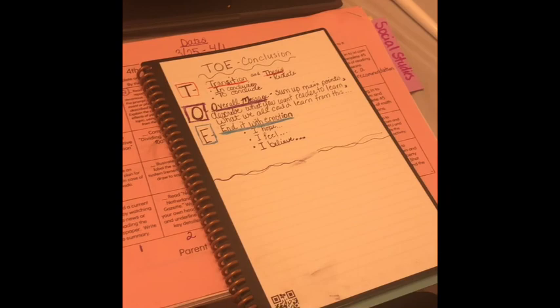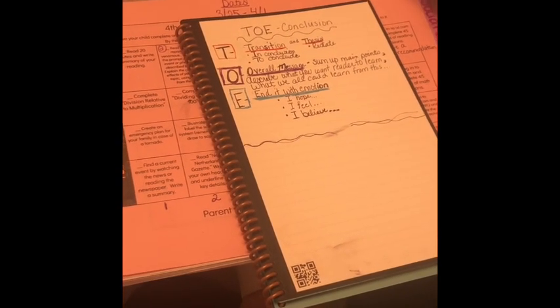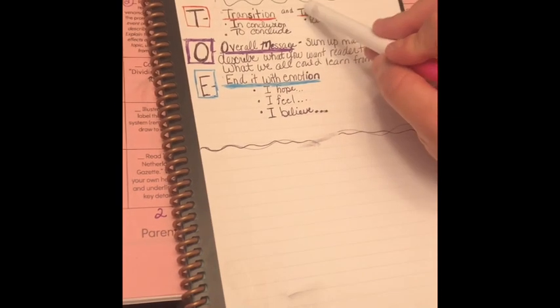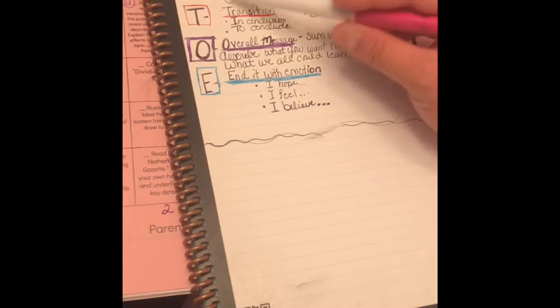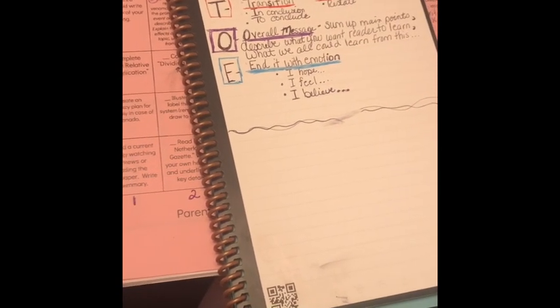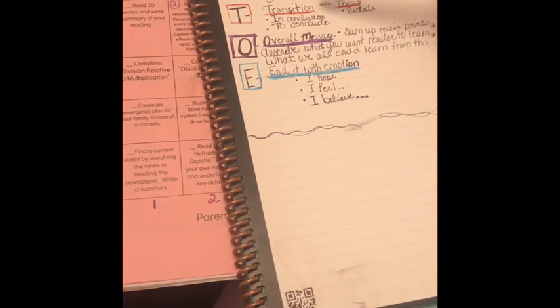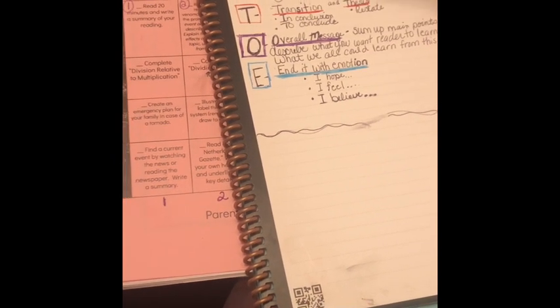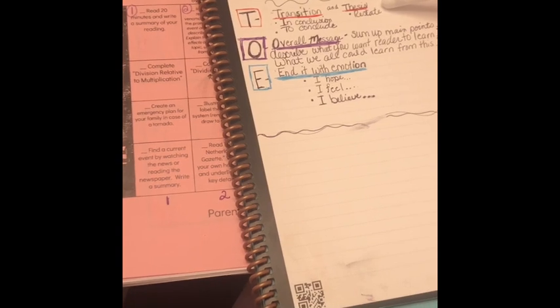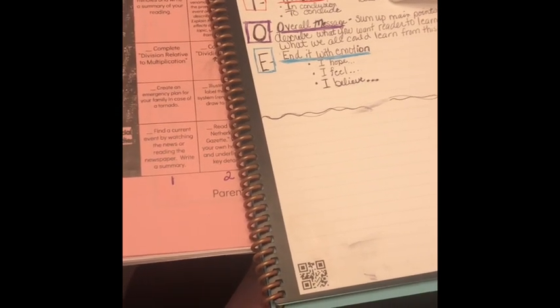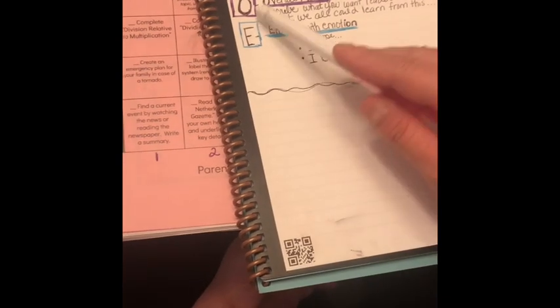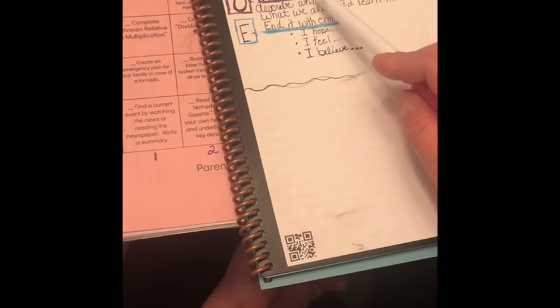And as we say, we call it the TOE, which stands for TOE. T stands for a transition and a thesis. You have to have an ending transition word, and you could say any of these, in conclusion, to conclude. Then you're going to restate your thesis statement because everything's centered around that thesis. Then the O stands for overall message.